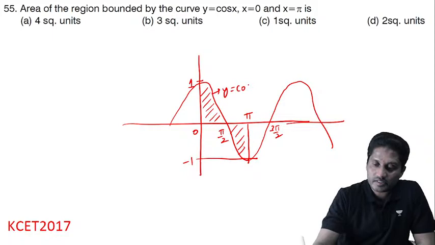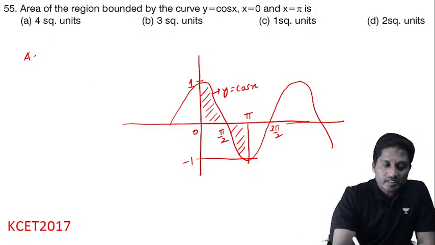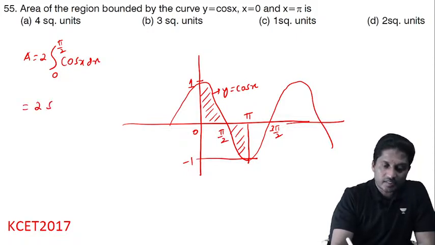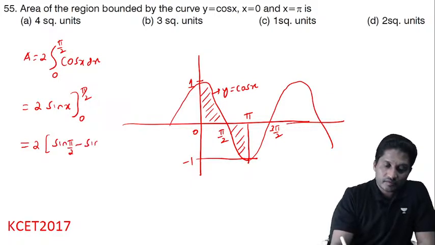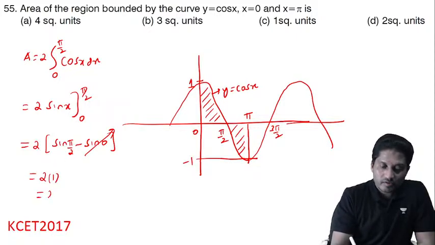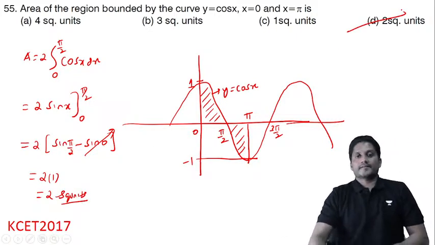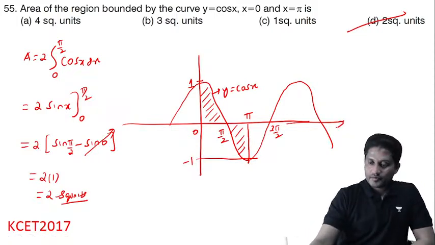y is equal to cos x. Area is equal to 2 times integration of 0 to pi by 2 cos x dx. Right, now integration of cos x is sin x, between the limits 0 to pi by 2. Upper limit is sin pi by 2, lower limit is sin 0. Sin 0 will be 0 only. Sin 90 is 1. 2 into 1 is equal to 2. Area is 2 square units. Answer is option D, guys. Right, let's move to the next question.